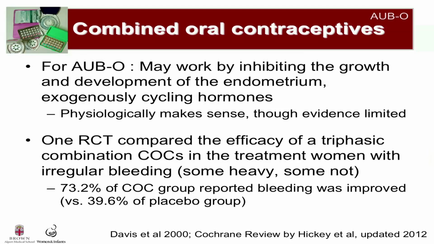Combined oral contraceptives are also commonly used in clinical practice to regulate menstrual cycles for women with ovulatory dysfunction, AUB-O. And in this circumstance, they may work by inhibiting the growth and development of the endometrium and exogenously cycling the hormones. Physiologically, it makes a lot of sense, although the evidence is quite limited. This one study, so one randomized clinical trial, showed that they're likely effective at regulating bleeding and showed that 73% of combined oral contraceptive users reported bleeding was improved. However, this study included a very heterogeneous group of bleeders, ranging from scant and infrequent to heavy and irregular.